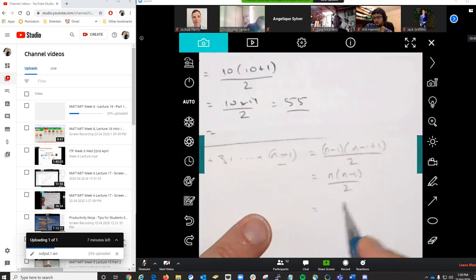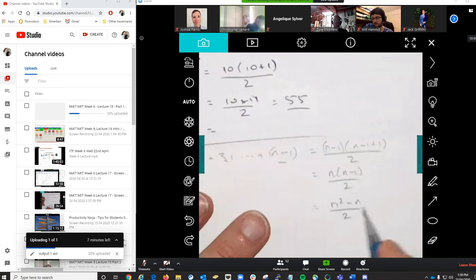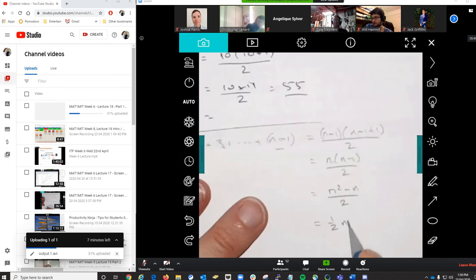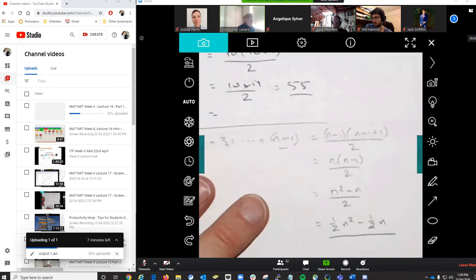Which is n squared, so n times n is n squared, minus n, divided by 2. If we write it out this way, a half n squared minus half n. So that's the worst case. If you've got n things in your list, insertion sort will take at worst, at most, a half n squared minus a half n.